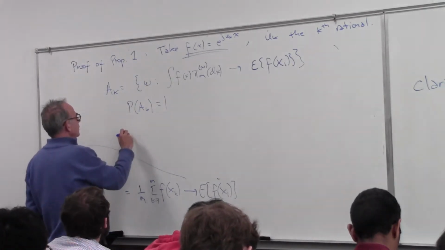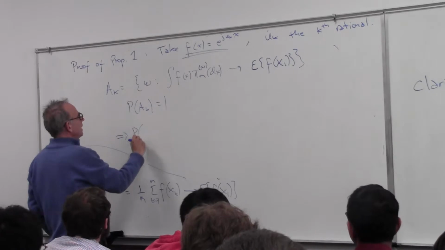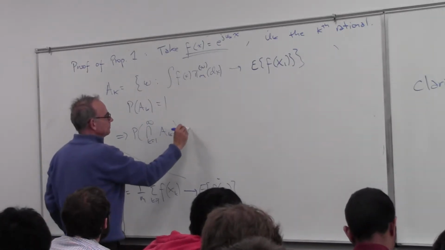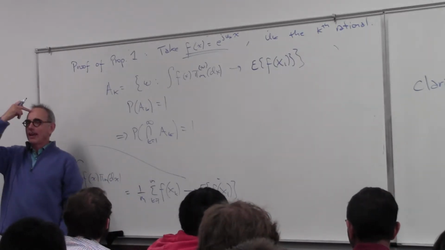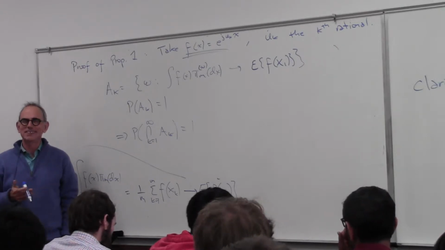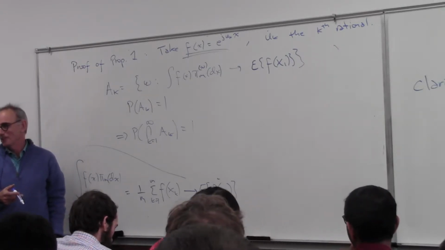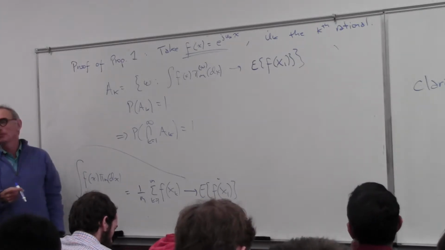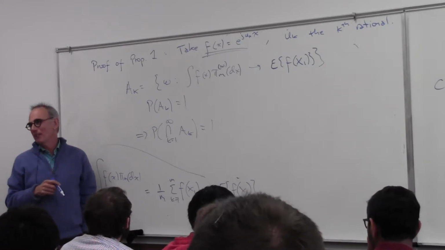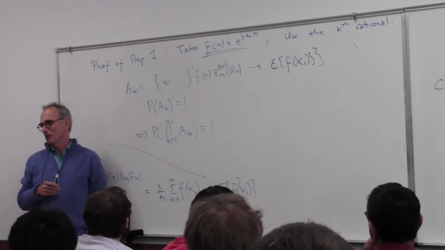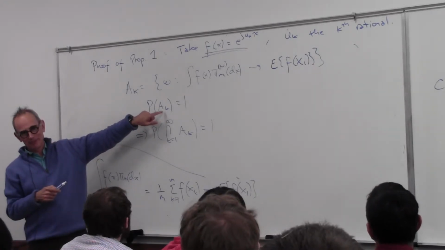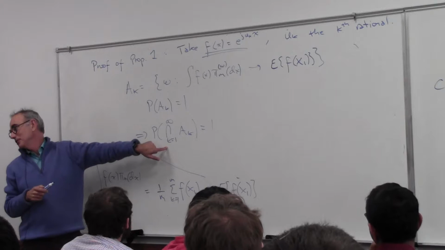And I claim that therefore the probability of the intersection, k equals 1 to infinity of A_k, is also equal to 1. And last lecture I said, I can't think of a two-line proof of that. And an alert student came up to me after class and said, it's a one-line proof. It's very simple, and I'm still not going to prove it. But it comes from axiom 3 of the definitions of probabilities. So we have a bunch of events, each of which has probability 1. Their intersection also has probability 1.